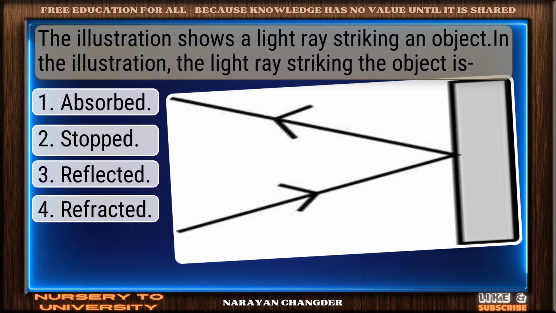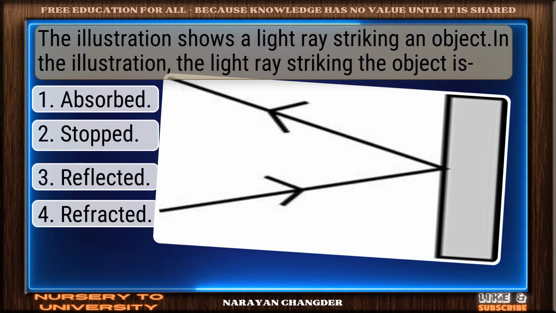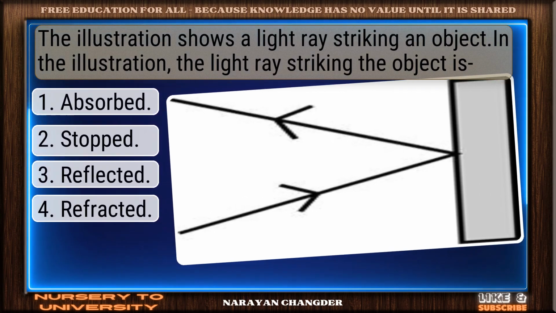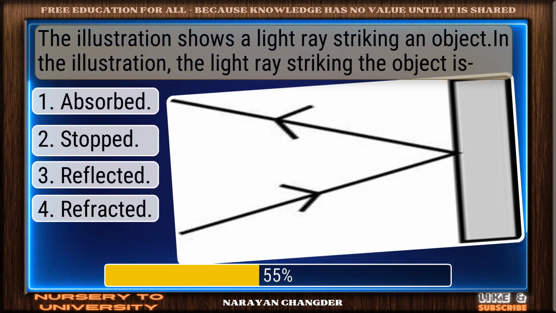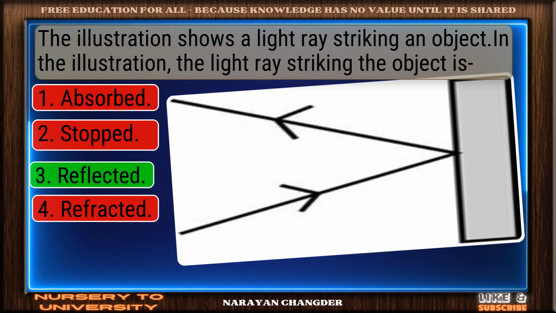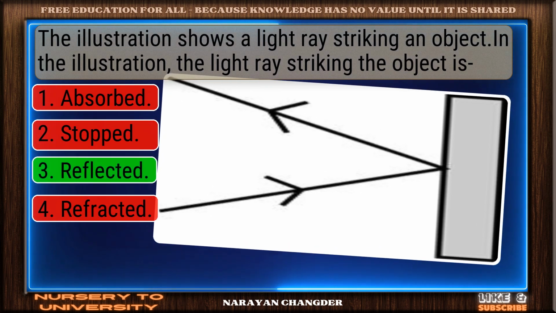The illustration shows a light ray striking an object. In the illustration, the light ray striking the object is... Strong choice. Reflected is the right answer.